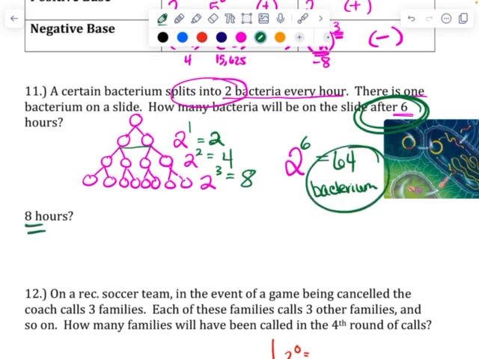How about after 8 hours? You guys try that one and then compare answers. So 2 to the 8th should be 256 bacterium.